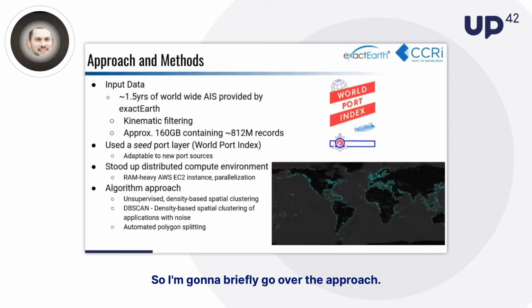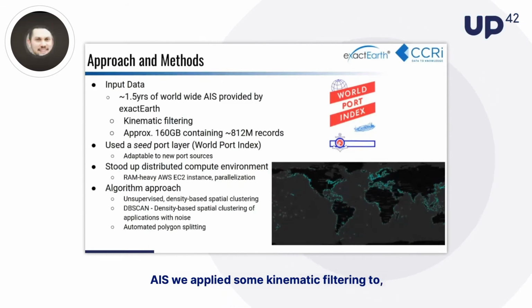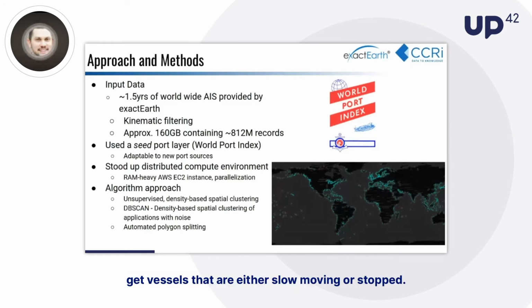So I'm going to briefly go over the approach. I'd love to answer more in-depth questions later on or after this presentation. So the data that we used for this was provided by exactEarth. It was a 1.5 year worldwide AIS. We applied some kinematic filtering to get vessels that are either slow moving or stopped. And then this really resulted in a fairly large data set, still about 160 gigabytes, over 800 million records. So this is quite a bit of data.